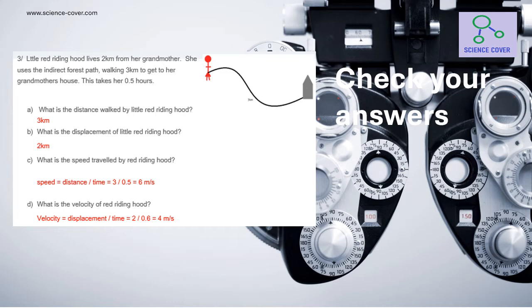What is the speed travelled by Little Red Riding Hood? Well, speed is a scalar quantity, so we'll use distance and time. So that is 3 divided by 0.5, which equals 6 meters per second. Whereas velocity is a vector quantity, so we'll use displacement divided by time. So that's 2 divided by 0.6, which equals 4 meters per second.